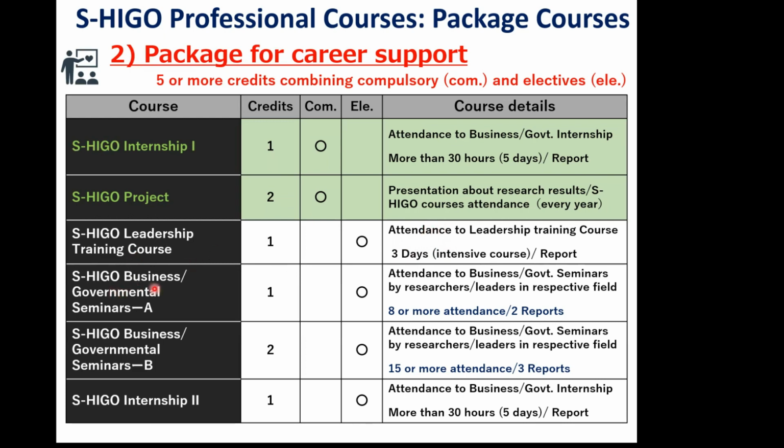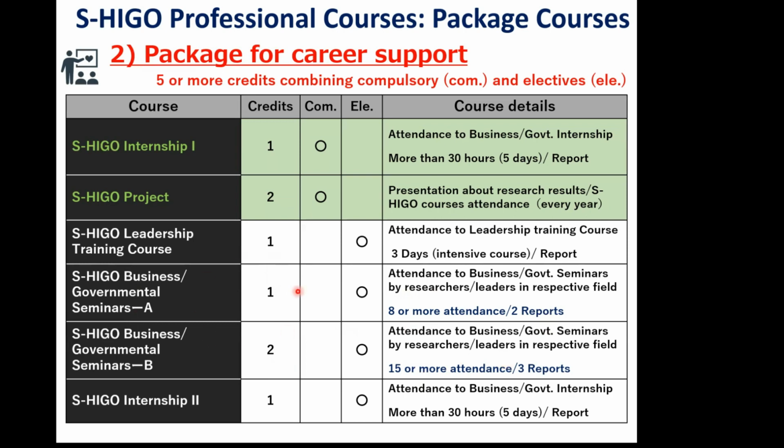We also have the S-HIGO Business and Governmental Seminar Series A and B. A has 1 credit, and B has 2 credits. These seminars are quite interesting, where we invite different leaders from governmental or non-governmental organizations, businesses, and universities for seminars on interdisciplinary subjects. To get 1 credit, you have to attend 8 seminars and submit 2 reports. To get 2 credits, you have to attend 15 seminars and submit 3 or more reports.